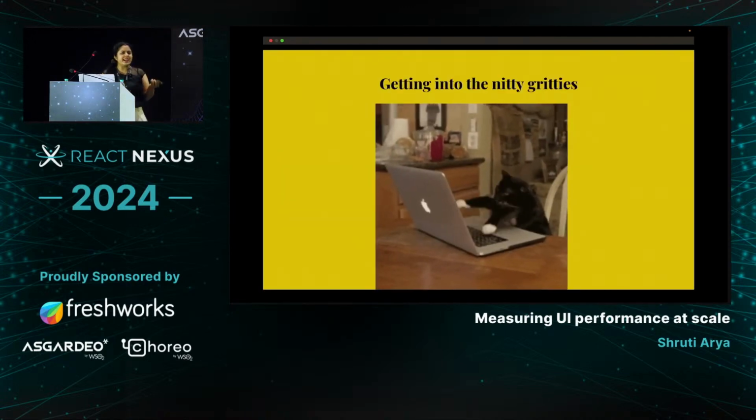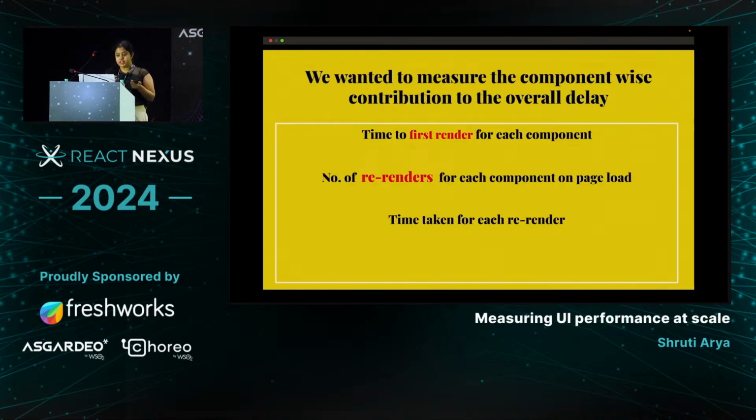So now we started getting into the nitty-gritties of things. We wanted to measure the component-wise contribution to the overall delay. Again, the parameters that we were measuring as part of this were the time to first render of each component, the number of re-renders for each component on page load, and the time taken for each re-render. For measuring all of these, we had to use a tool. So we used the Profiler API.